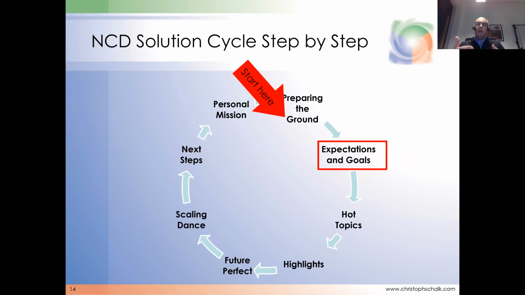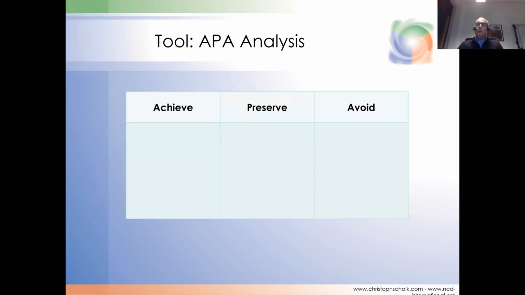After starting like this and preparing a good relationship and a good foundation, you continue by clarifying expectations and goals. And a very simple tool that I like to use in this context is the APA analysis. It is basically a structured kind of brainstorming where you invite everyone to say what they want to achieve, what they want to preserve, and what they want to avoid. Very often I take notes at the flip chart or on a whiteboard.